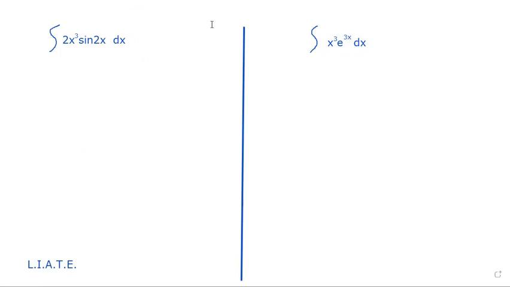We still want to use our acronym LIATE, logarithmic, inverse, algebraic, trigonometric, and exponential, in order to choose u. So 2x cubed is algebraic and sine 2x is trigonometric. So first on the left side, I want to use my 2x cubed. And then on the right side, I want to use my sine 2x. I'm going to come back and put the cubed here.